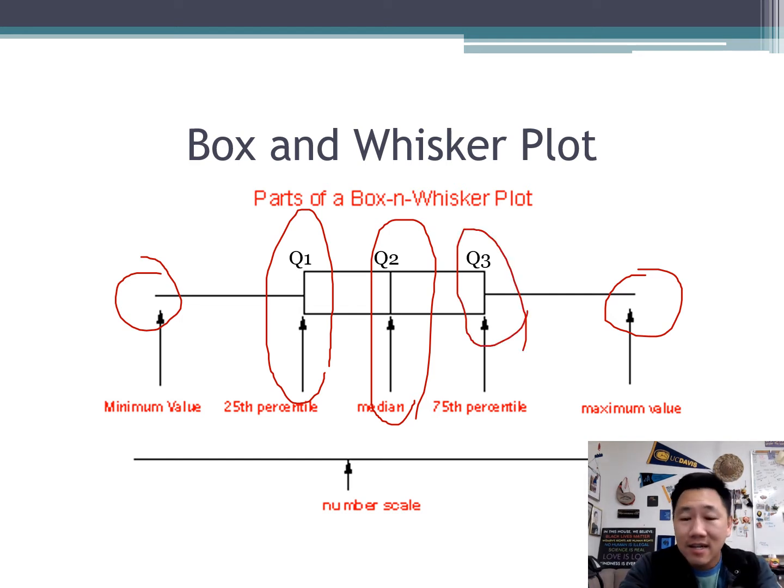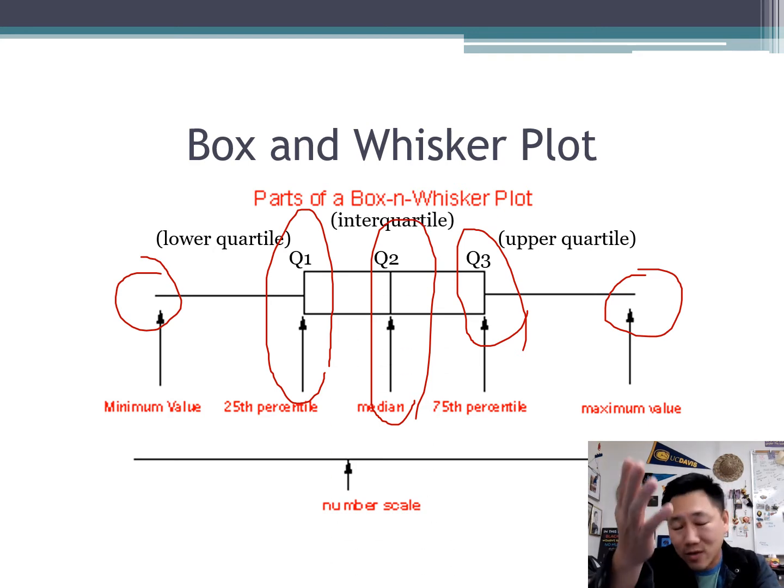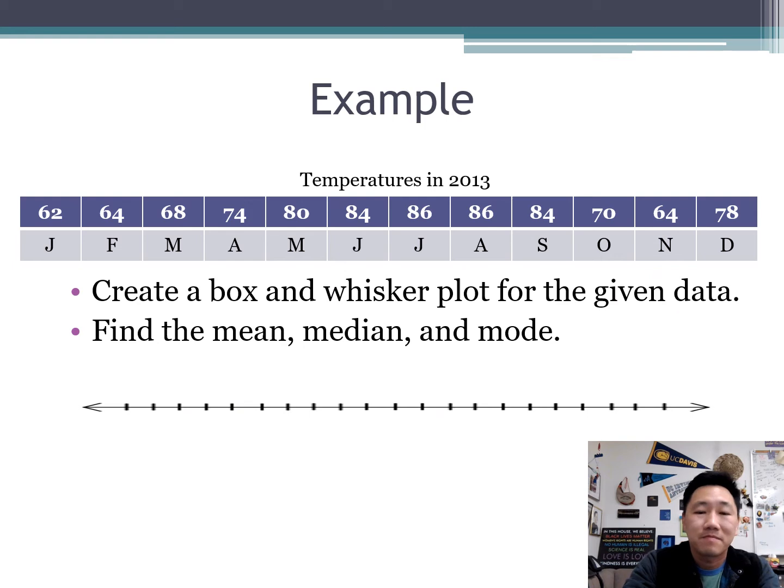All right, so let's look at how we can put some data in a box and whiskers. Oh, there we have it, upper quartile, lower quartile. And then interquartile is the middle one. All right, so we have temperatures in 2013. If we go from January all the way to December, those are what the letters stand for: January, February, March. And you have the average temperature in each month. You need to create a box and whiskers for the following data.